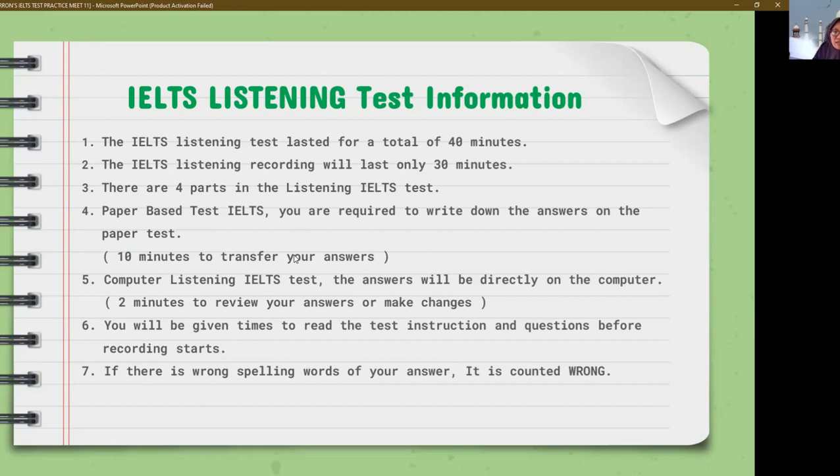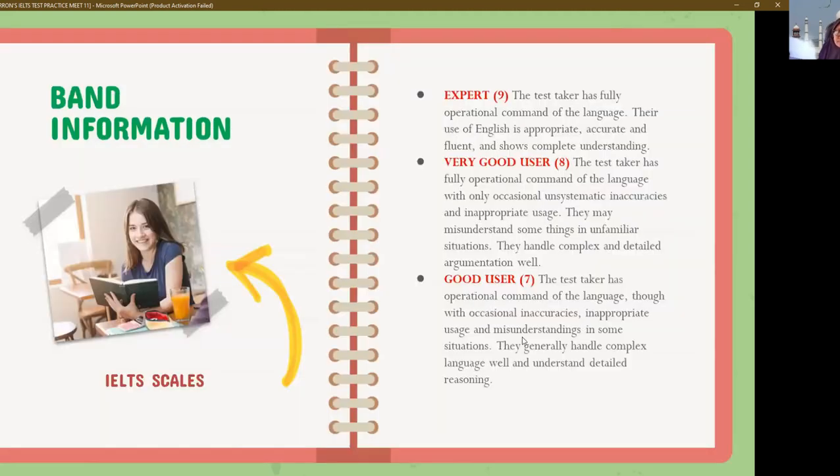And then 7, if there is a wrong spelling in your answer, it is counted wrong. Remember, if you write down 1 word or 2 words, and there is a misspelling of the word, of course this is wrong, not right. Okay, this is a little information about the IELTS listening test. Okay, let's continue to the next slide.